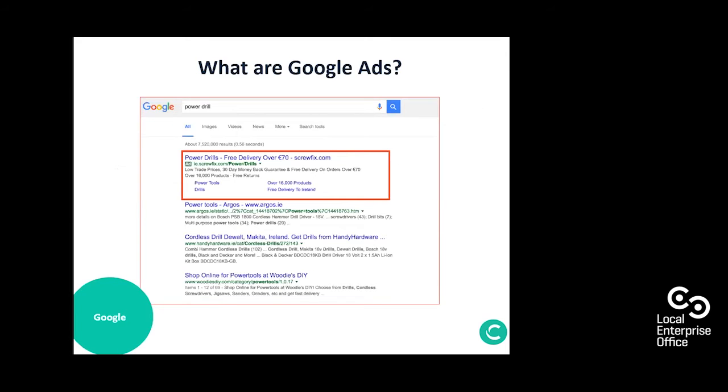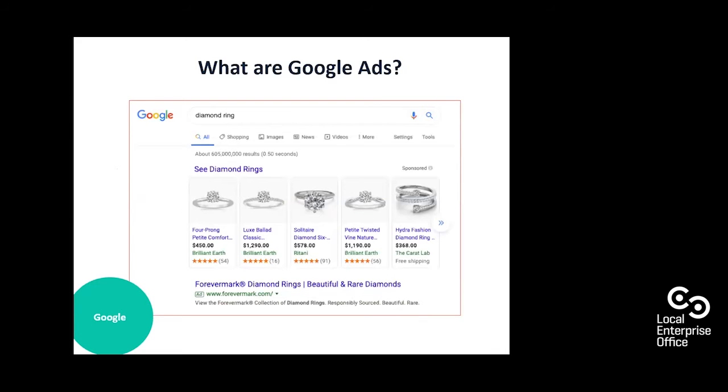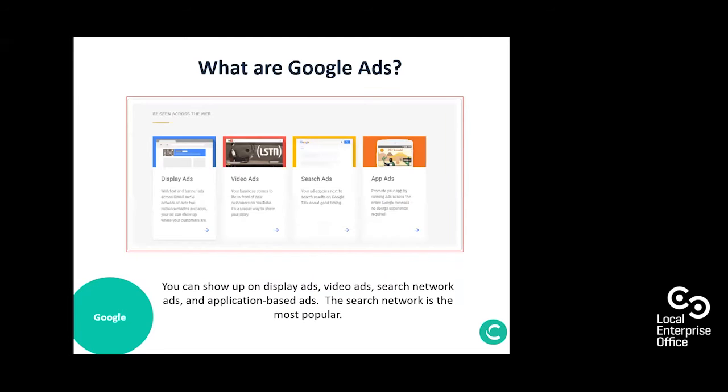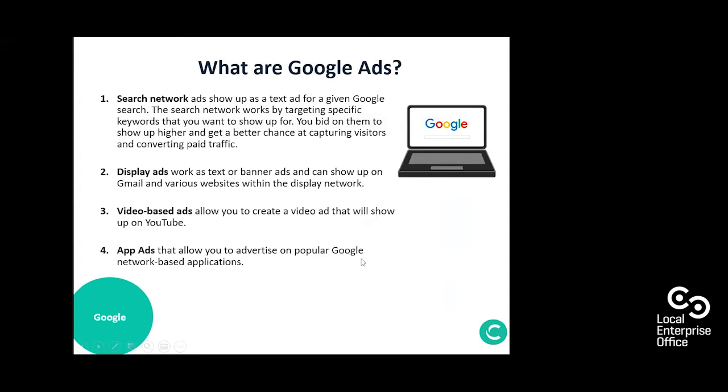So here's an example of what Google Ads looks like. You see the example here from Screwfix. I'm sure if you have used Google, you'll be very familiar with these types of ads. Again, here is another example in terms of Google Shopping ads. So you'll see what that looks like. You can show up for display ads, video ads, search network ads, or application-based ads, in other words, if you had an app. The search network is the most popular, and that's the one that we're going to focus on today.